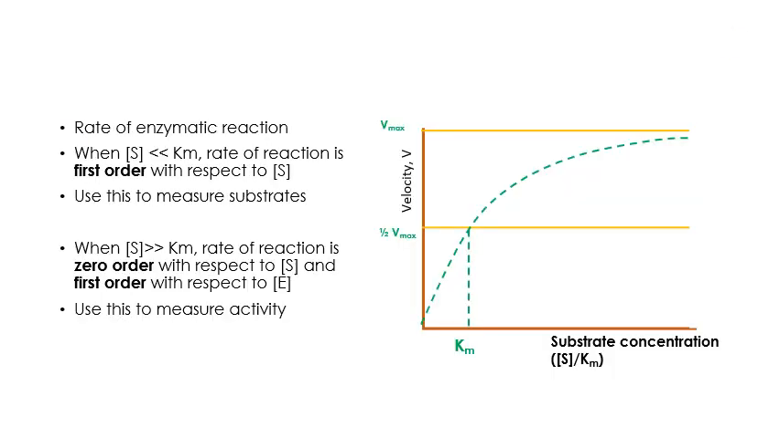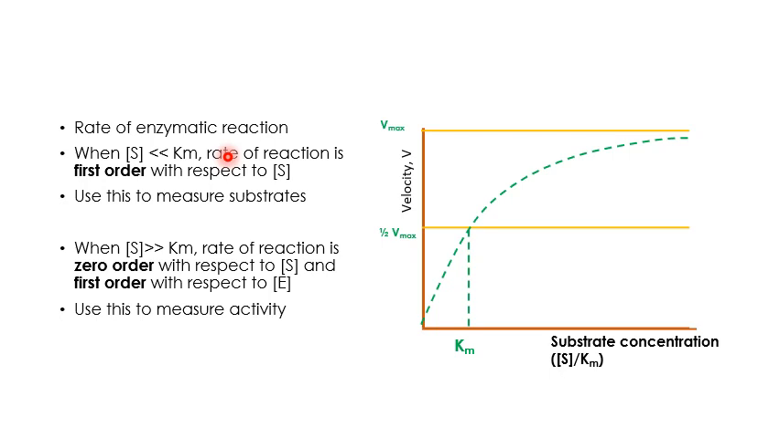Okay, so the rate of enzymatic reactions can actually be used to measure the amount of substrate needed or to measure the activity of the enzyme. For example, when the concentration of substrate is less than the Michaelis constant, the rate of reaction is first order with respect to the substrate concentration. What that means is that the rate is equal to the maximum velocity and is independent of the substrate concentration. So we use this to measure substrates.